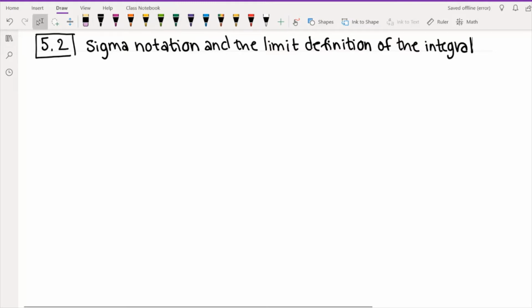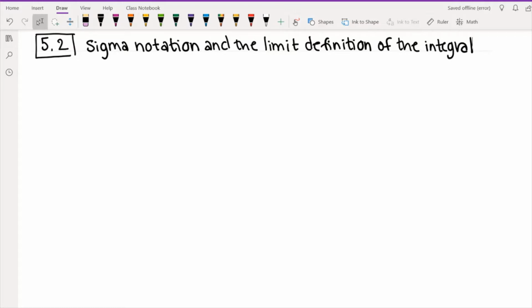Hi everyone. So this video is going to be a little bit more conceptual than the last couple of videos. It's not going to be so much about being able to calculate or compute anything. It's more going to be about learning to understand a certain type of notation that we're going to be using throughout the course. So just a heads up, this will probably feel a little bit different from the other videos.